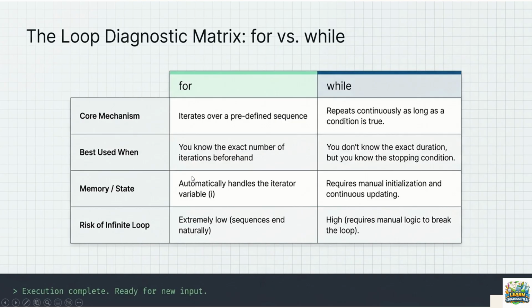So this is the loop diagnostic matrix, means this is the difference between the for and while loop. So you can take a screenshot, and we have completed this part.